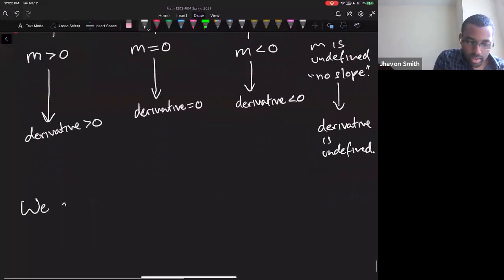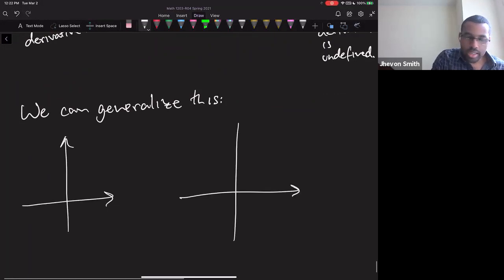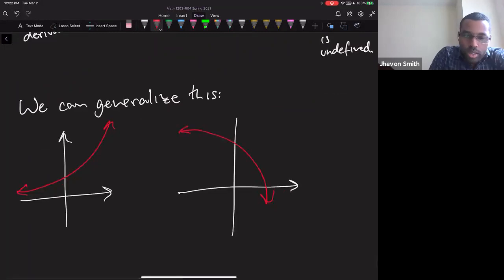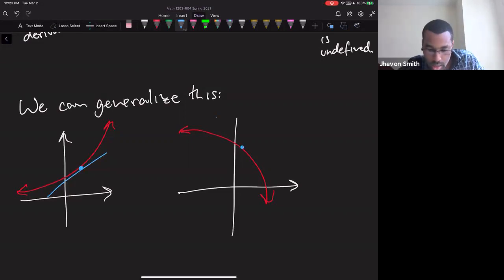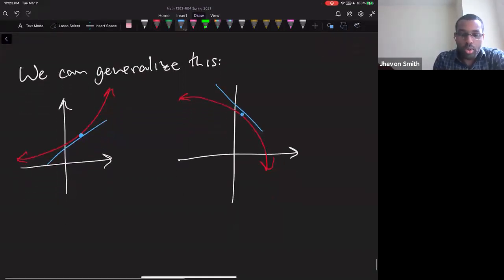So we can generalize this. Notice that if you have a function, let's say it's doing this, so it's not a straight line anymore, it's a curve, or it's doing this, and you were to plot a tangent line, then it looks like a straight line with positive slope, which means the derivative is positive. Here, this guy looks like a line with negative slope, which means the derivative is negative.